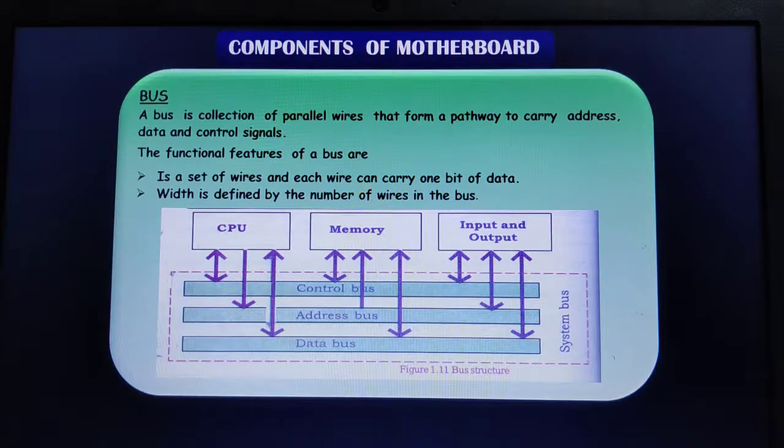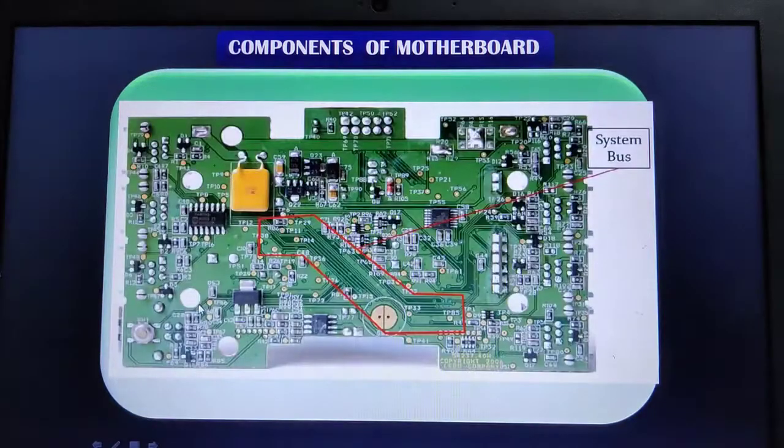This data bus may consist of 16, 32, 64 or 128 lines of wires. Usually the number of lines determines the width of the bus, as I have already shown here. So the more wires, the greater the speed of the bus, meaning the greater the data transfer rate. Therefore the width of the bus will obviously affect the speed of the computer system.